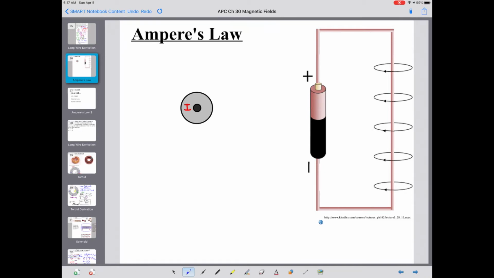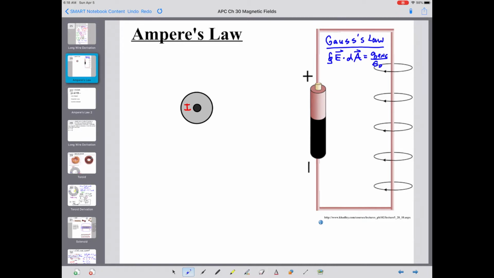Last time we talked about Biot-Savart law and deriving magnetic fields. This time we're going to go into Ampere's law, which takes advantage of highly symmetrical situations. And I want to parallel it back to Gauss's law. I'm going to conserve space a little bit and write right here inside of our circuit.